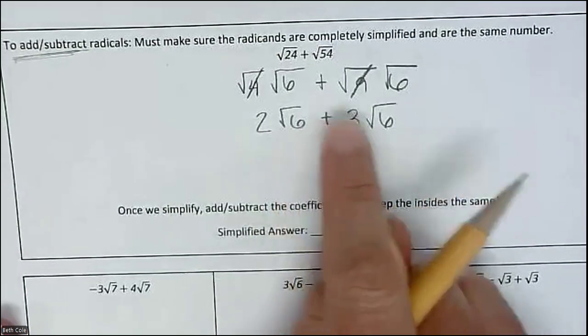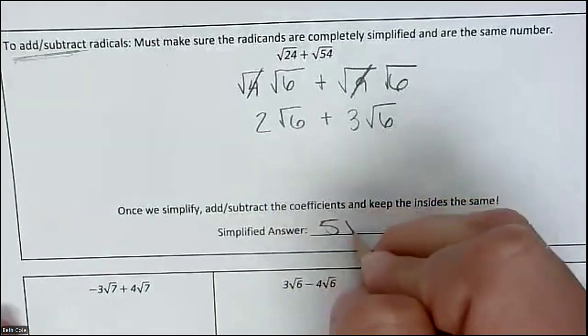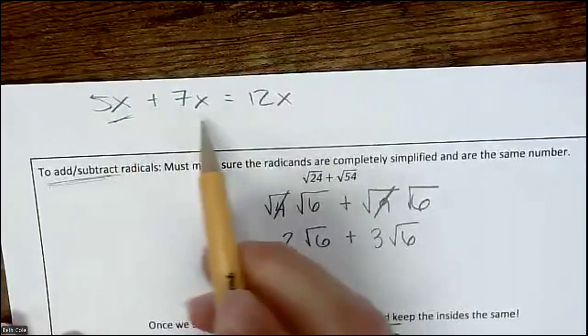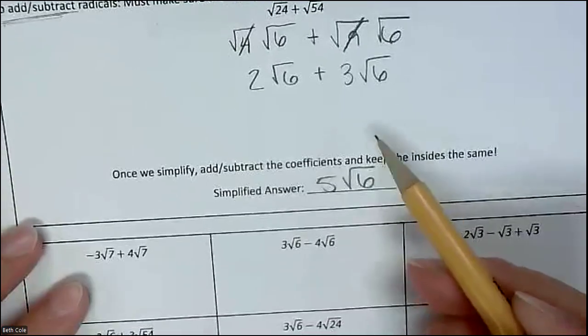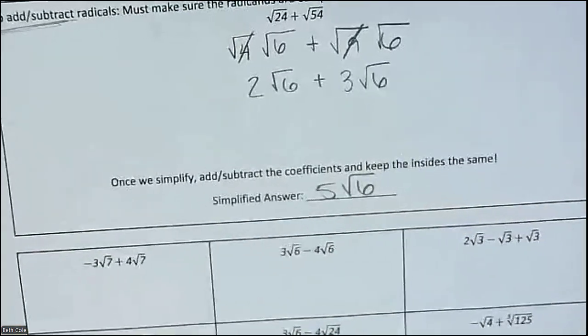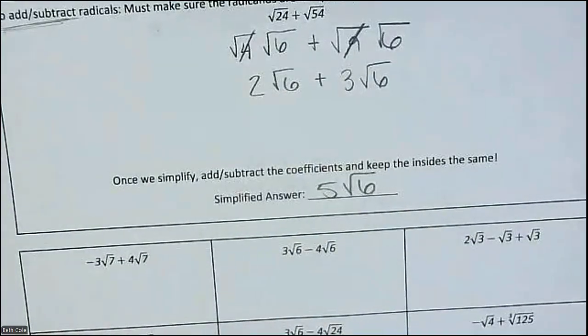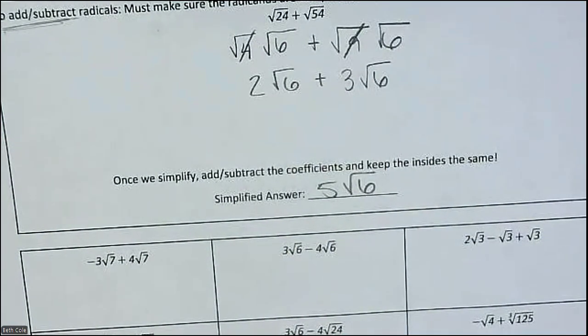2 square root of 6 plus 3 square root of 6 is 5 square root of 6. It doesn't change. Do you see how this is x and this is x and this is still x? For some reason, when we change it to this, everyone loses their mind. 2 of something plus 3 of something is 5. 2 apples plus 3 apples is 5 apples. They didn't change to oranges. Do you understand what I'm saying? It's not going to change.